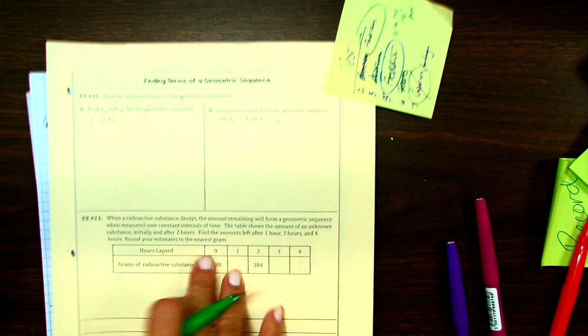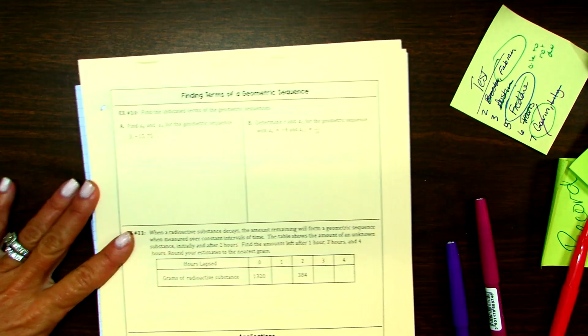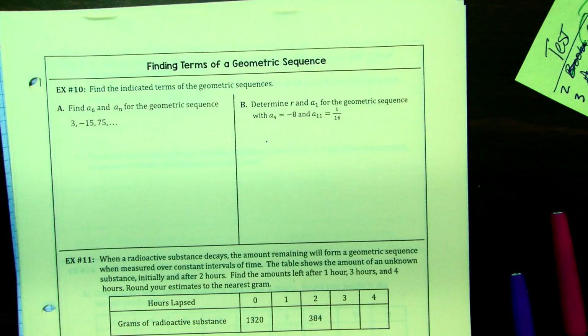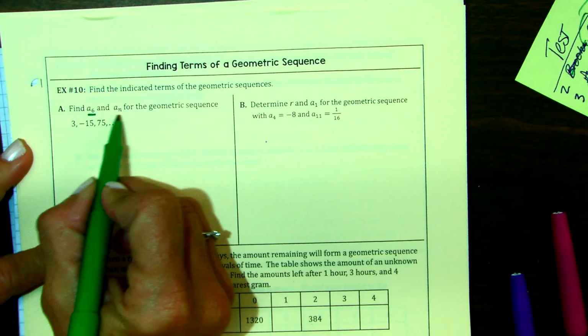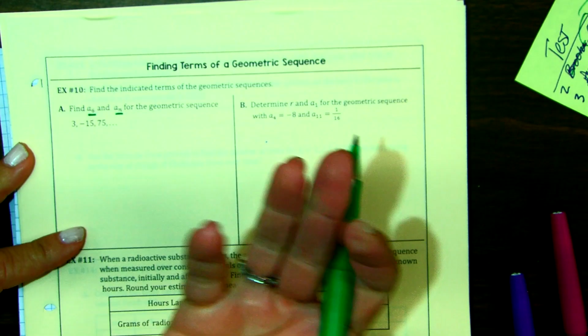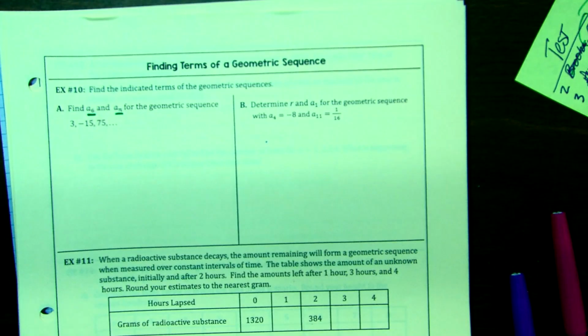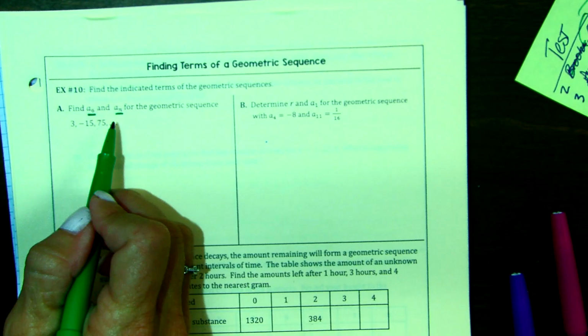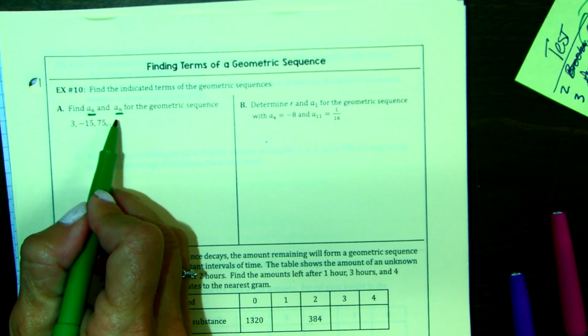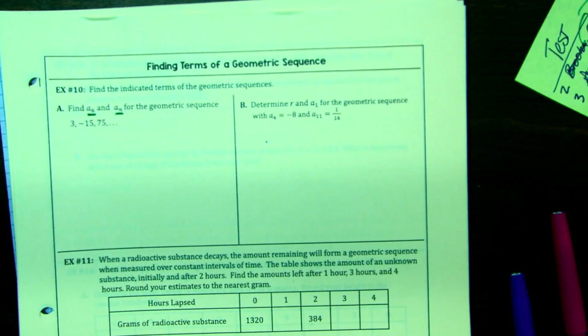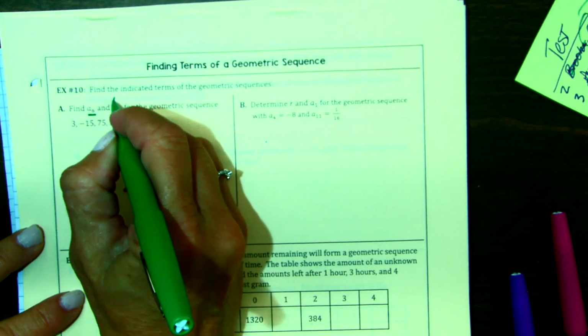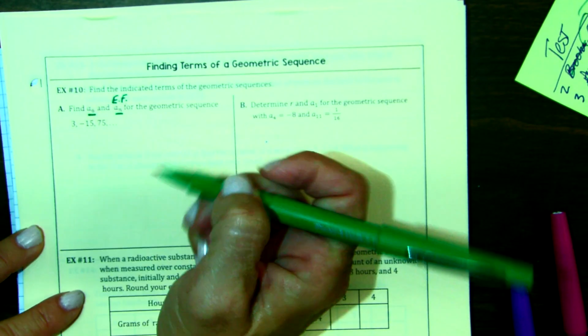Okay, so in this example 10 here at the top, it says to find a sub 6 and a sub n for the geometric sequence. So they give you the geometric sequence. It's not is it or is it not. It's just here is one. Now I want you to find the 6th term and the a sub nth term. Guys, when you see that, a sub n, that just is the explicit formula, okay? A sub n means the explicit formula.